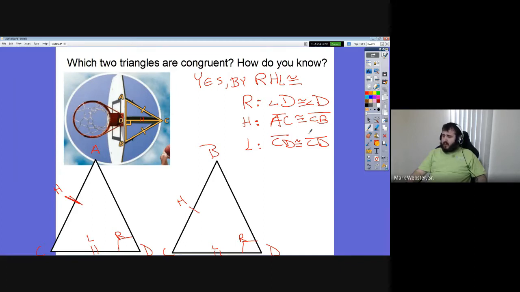Now, obviously, when you do it on the homework, you're going to give reasons for your statements. Like, how do I know that I have all these things that I need? Well, the right angles were given. The hypotenuses were given. The leg pair, this is a reflexive pair, so it's the reflexive property of congruence. And then since we've got the right angle, the hypotenuse, and the leg, I know, now I'm going to answer this first part.